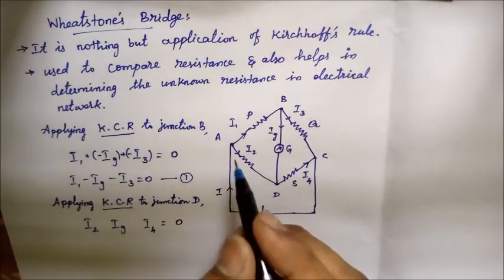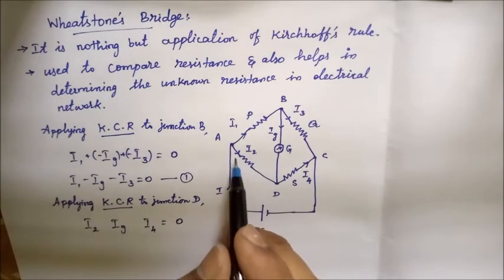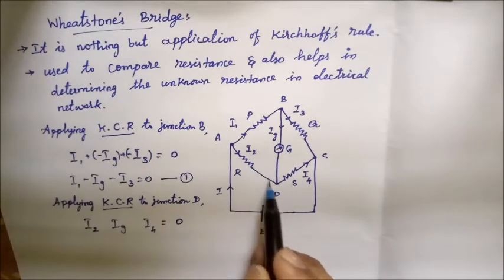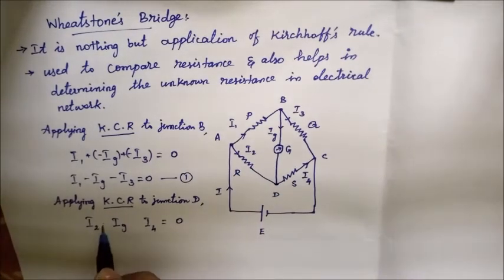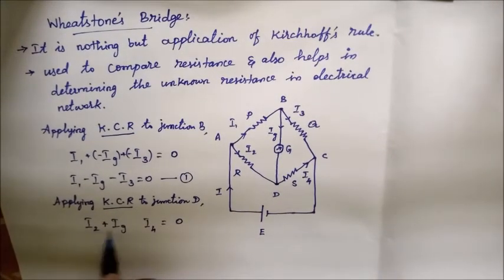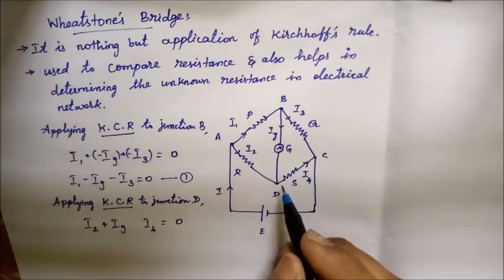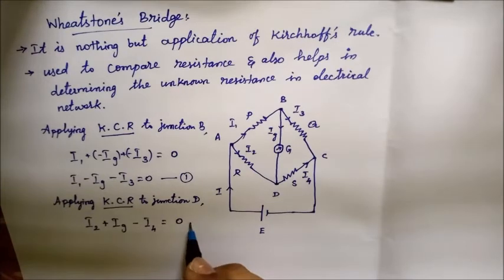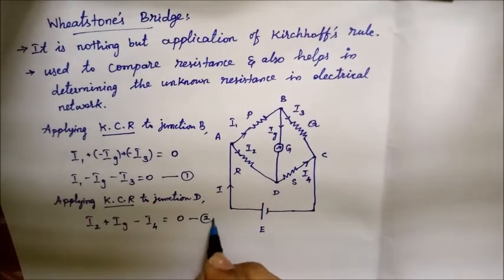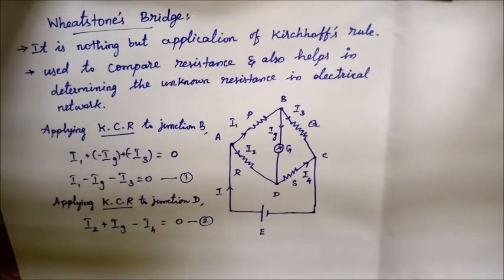So now once again we have to apply the sign convention. So here I2 and Ig are toward the junction, so both will be denoted in terms of positive, and I4 is leaving the junction, so we have to apply minus. So this is equation number 2.